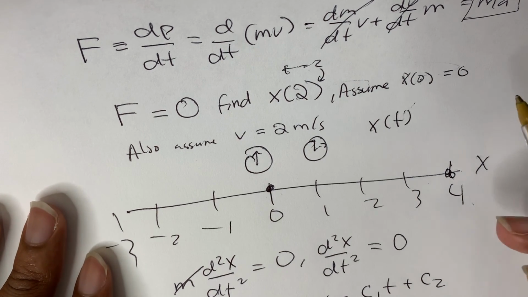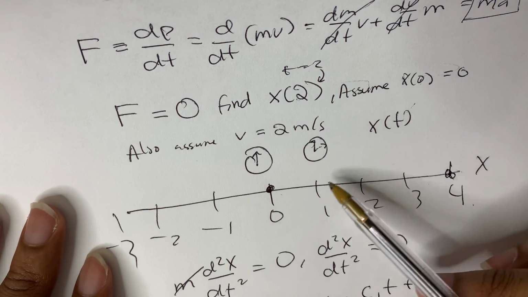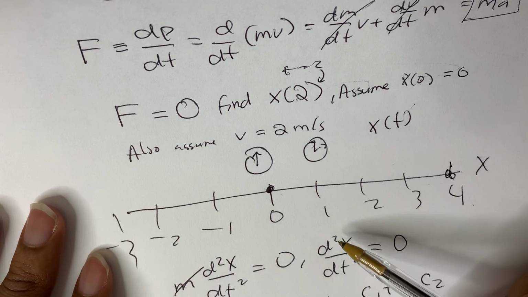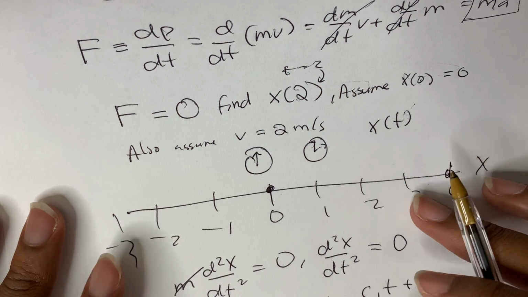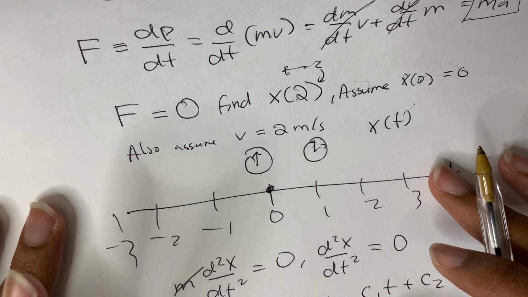So yeah, that's how we use Newton's second law of motion to find where a particle will be at some moment in time.